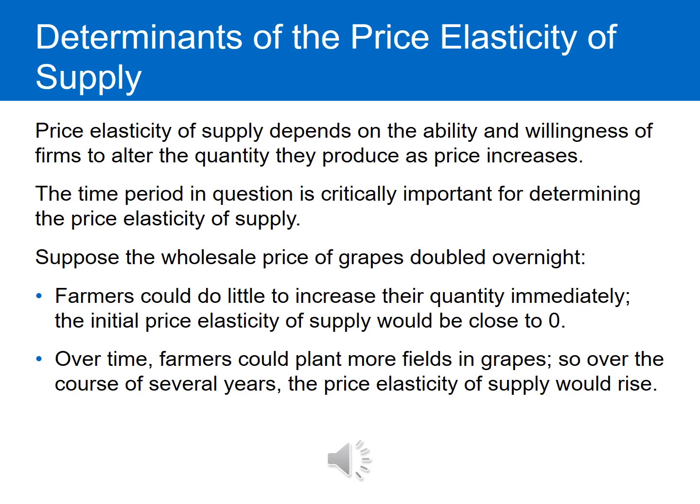However, over time, farmers could plant more fields with grapes. So over the course of 1 year, 2 years, 3 years, however long the harvests are, the price elasticity of supply would rise. So over the long run, the price elasticity of supply is much higher than in the short run, where it's not very responsive to a change in price.